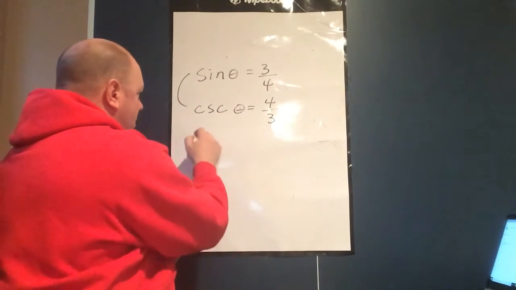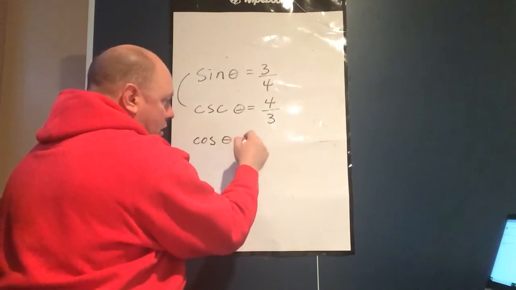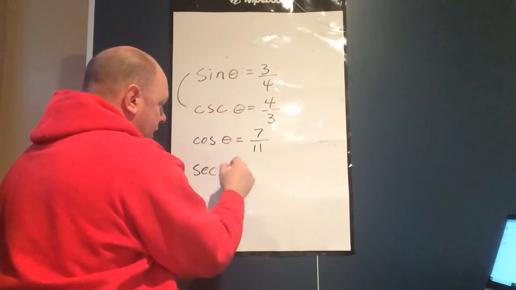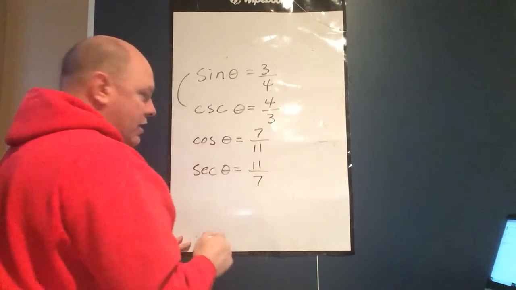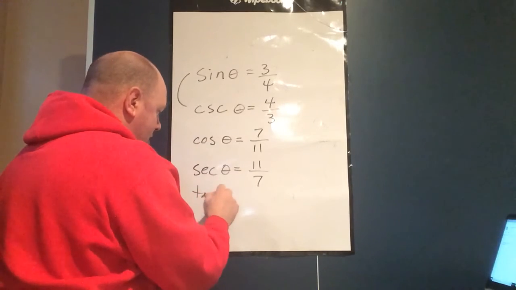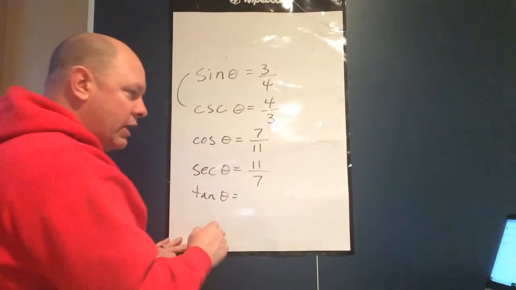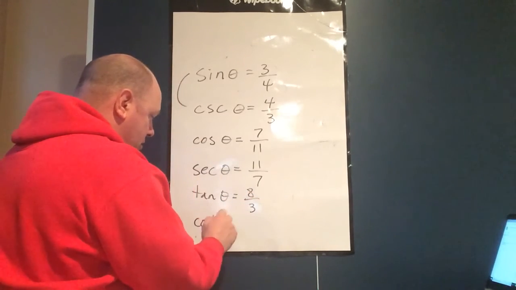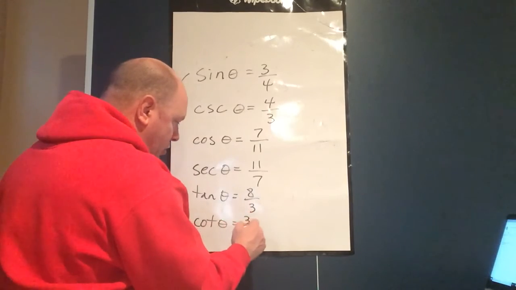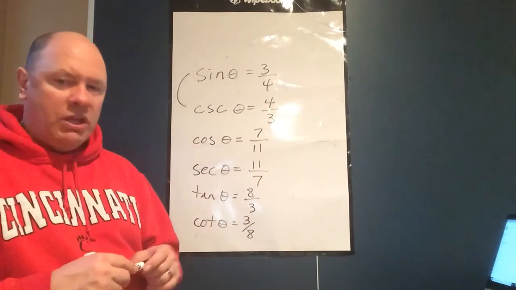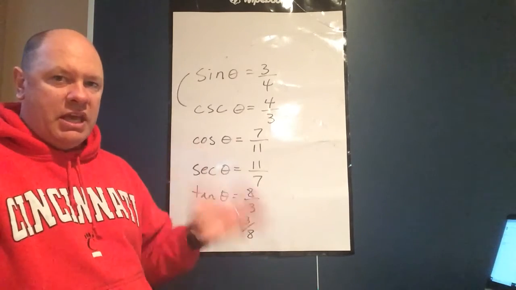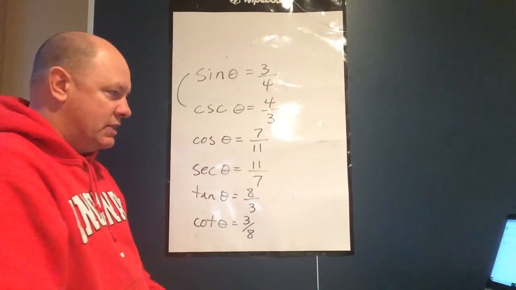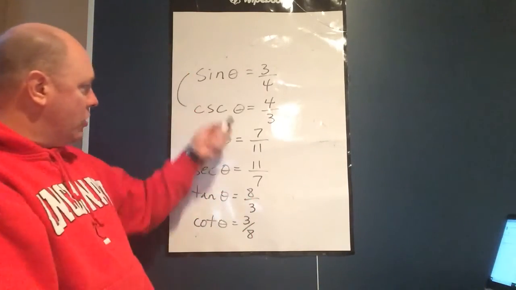Our cosine theta is 7 over 11, and our secant theta would be 11 over 7. Our last one is tan theta equaling 8 over 3, and our cotangent would be 3 over 8. Really what we're doing is just flipping the actual ratio itself, showing that it's the flip version. So those are examples of the secondary ratios.